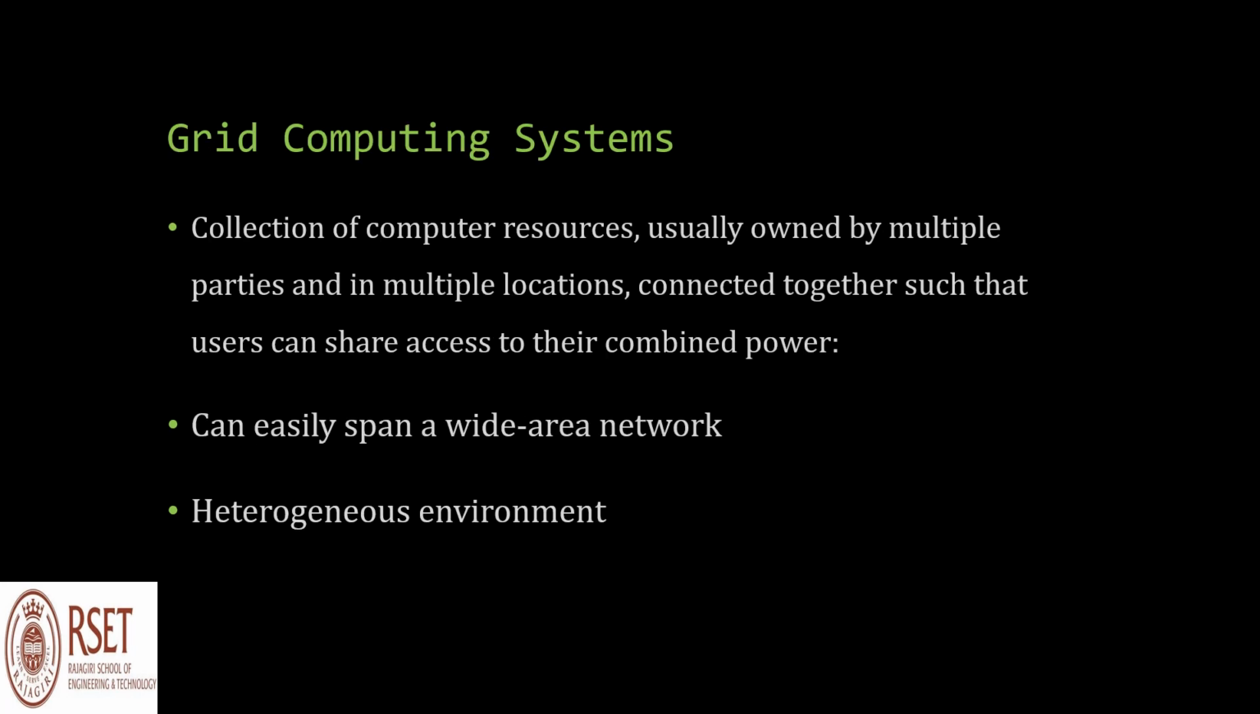Now let's discuss grid computing systems. They are a collection of computer resources usually owned by multiple parties in multiple locations, connected together such that users can share access to their combined power. So it can easily span a wide area network, or WAN, it can be used in heterogeneous environments, it is able to cross administrative or geographic boundaries, and it supports virtual organizations.